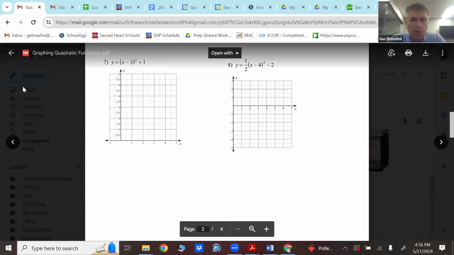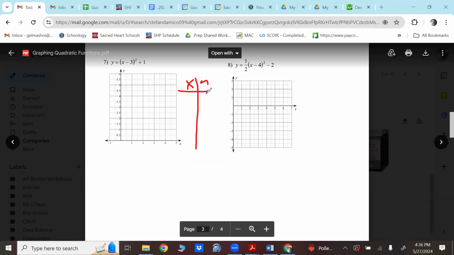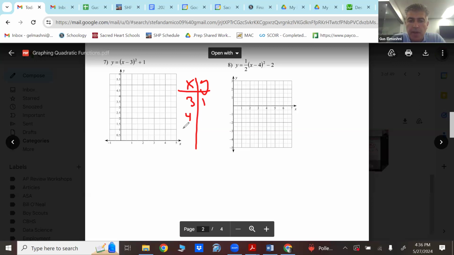And then if you have vertex form, I think it's even easier to know where to start. You start at the vertex, you make a T table, and then you could bump up x or lower x.